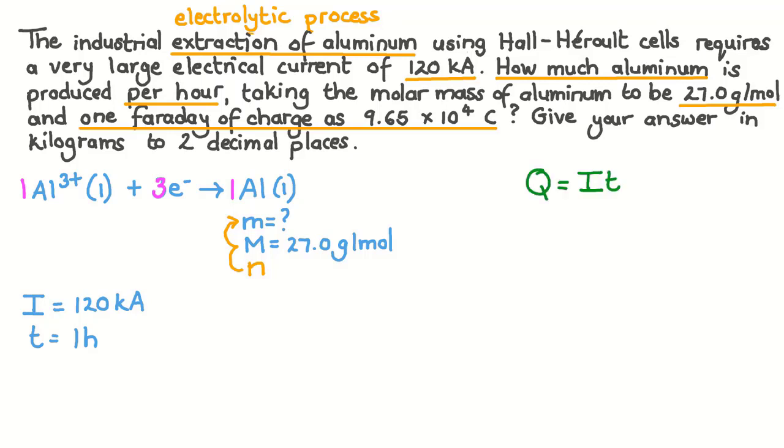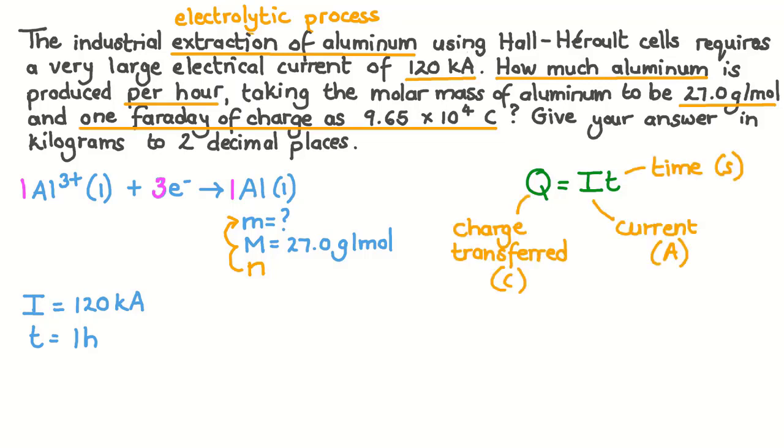A useful equation in electrolysis is Q equals IT, where Q is the charge transferred in coulombs, I the current in amperes, and T the time in seconds. We need to convert the current to amperes and the time to seconds. Kiloamps can be converted to amps by multiplying by this conversion factor. Kiloamps cancel, and we get 120,000 amperes.